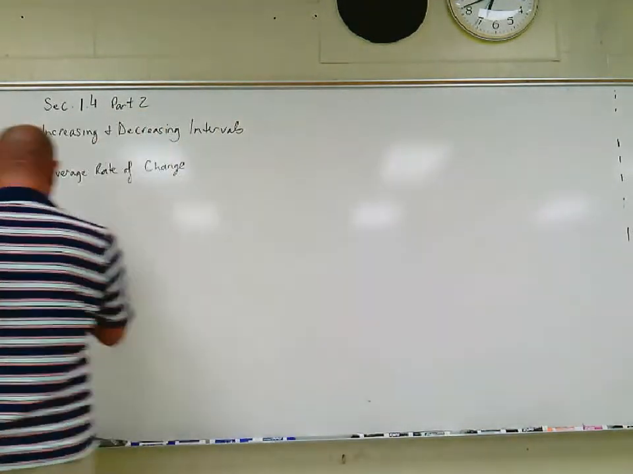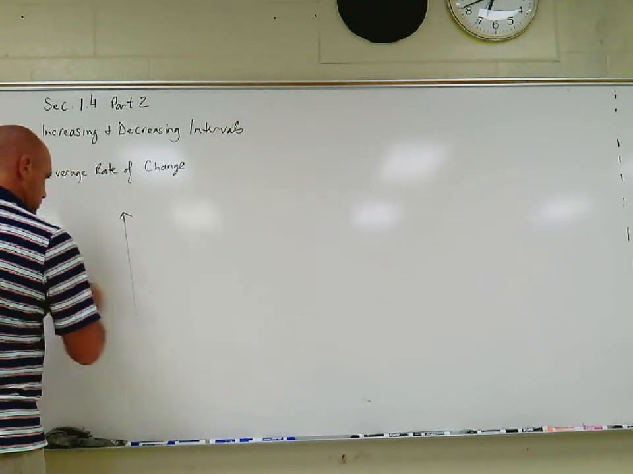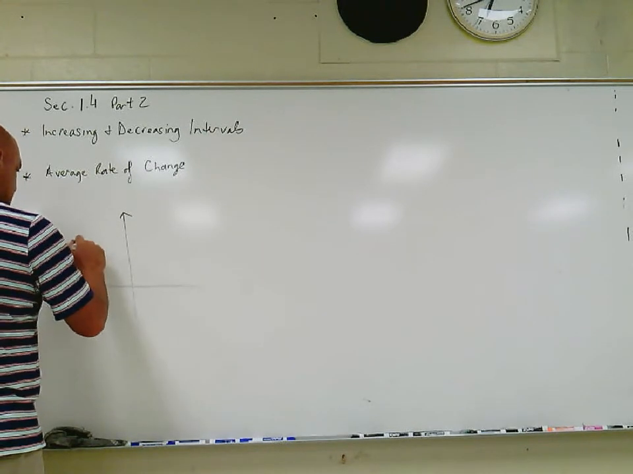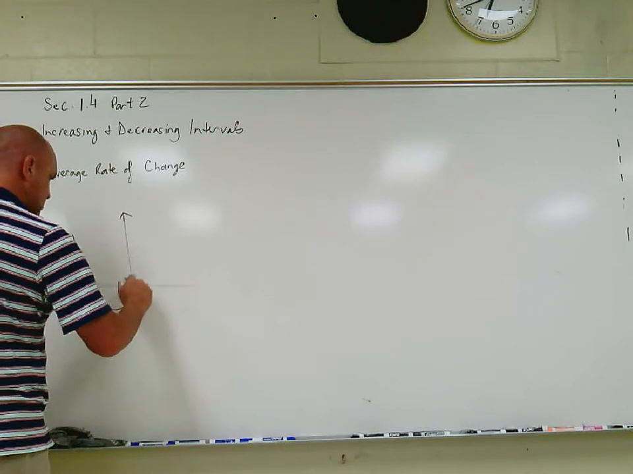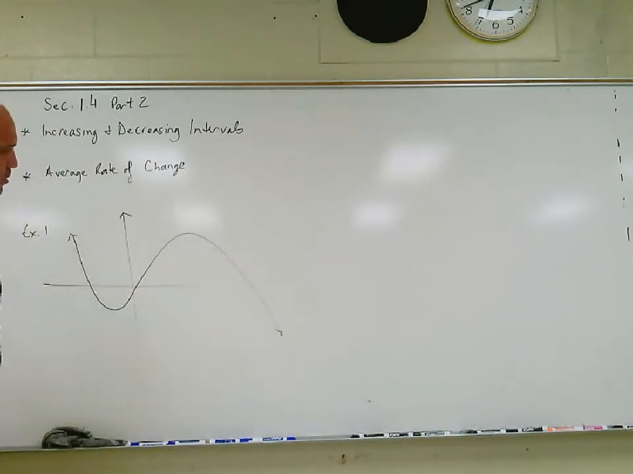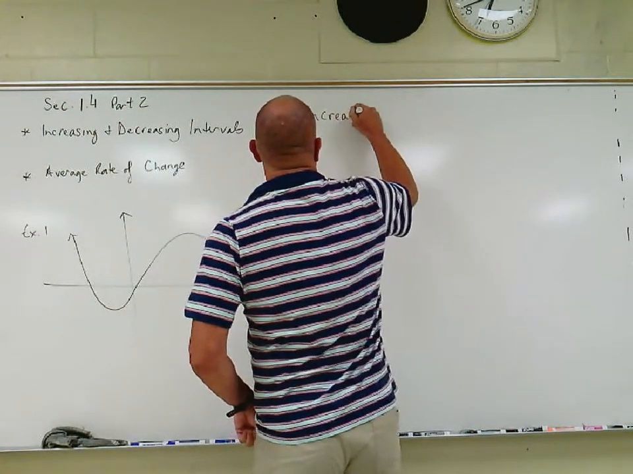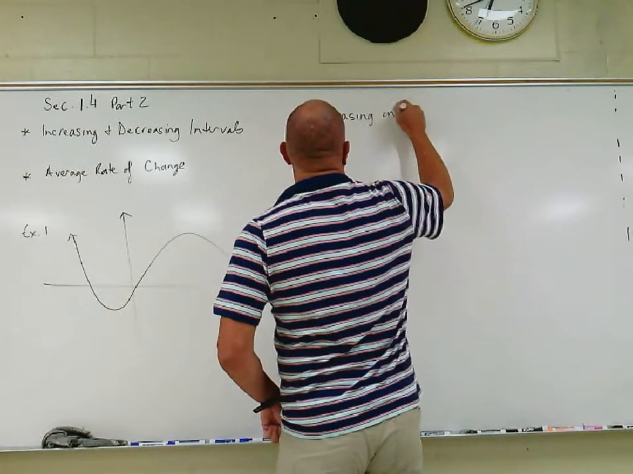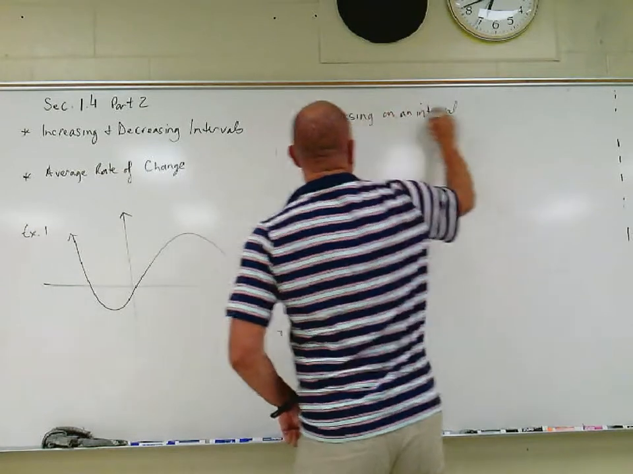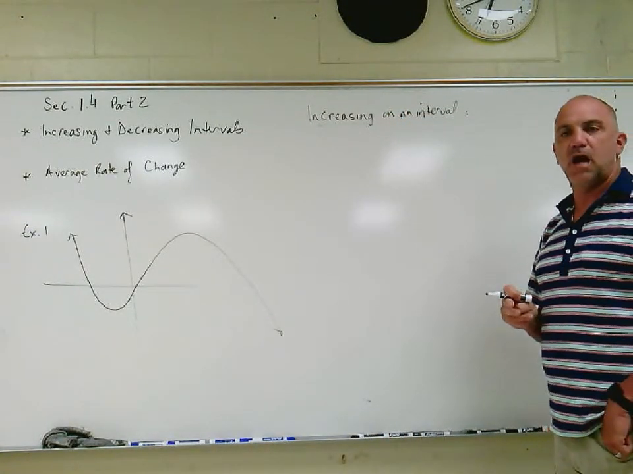So if we start with example 1, let's just say we have something like this. All right, here's the picture here. So let's just say you get this here. Okay. All right. So obviously, increasing, if we say the graph is increasing on an interval, we mean it's doing what? What is the graph doing? How could you describe it?